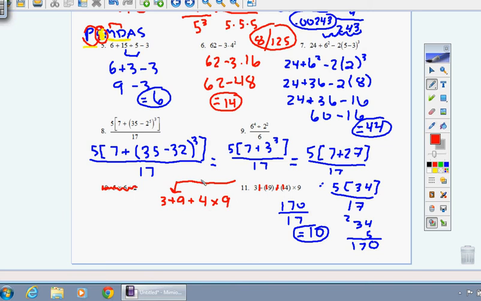So now all I have here is a multiplication symbol and then 2 addition symbols. So my order of operations rules will tell me that I need to do my multiplication first. So 4 times 9 is going to give me 36. So I have 3 plus 9 plus 36. And now I just work left to right. 3 plus 9 is 12. And 12 plus 36 is going to give me 48.